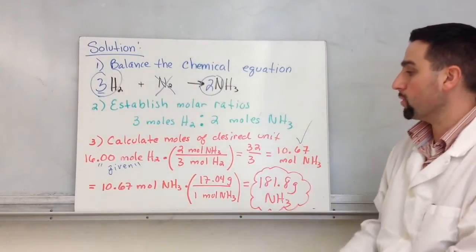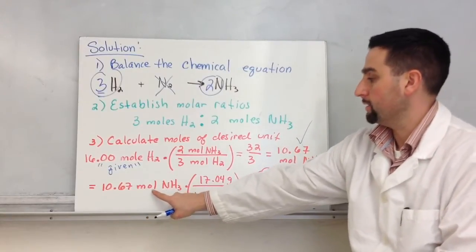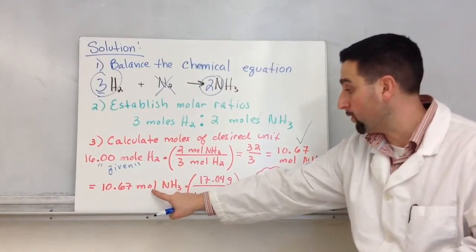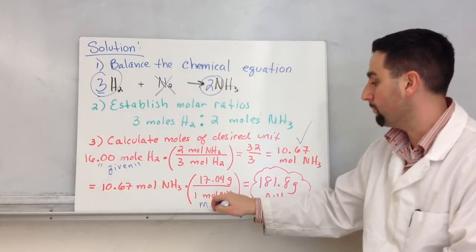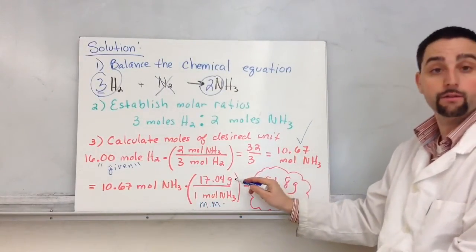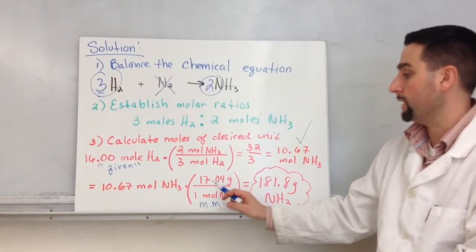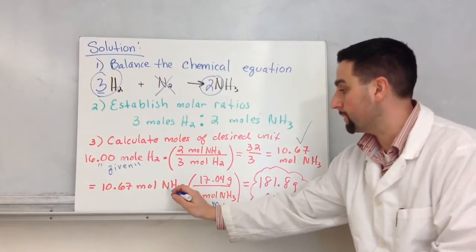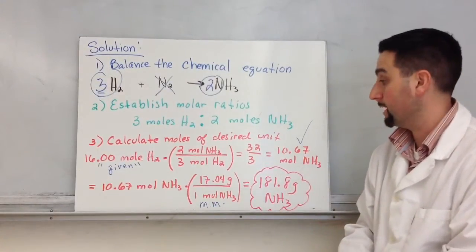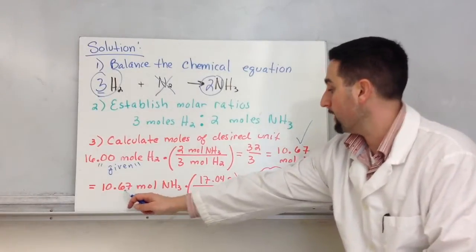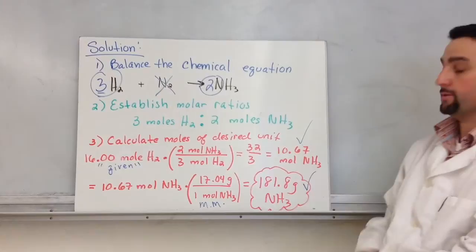So let's use the molar roadmap. 10.67 moles of ammonia. If I'm trying to go from moles of ammonia to grams of ammonia, I need to know the molar mass of ammonia from the periodic table, which is 17.04, right? How did I get that number? I added up nitrogen's mass plus 3 hydrogen's mass. Okay? 10.67 times 17.04, and that's our final answer.